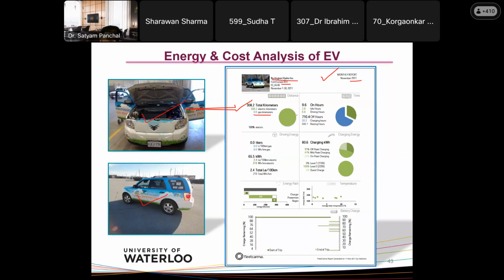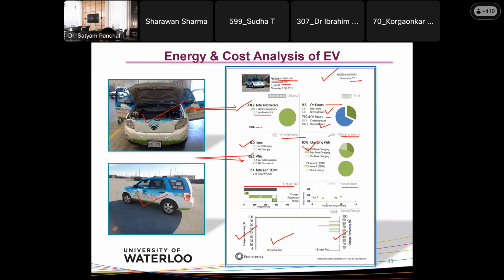Gas consumption is 0 because it's a pure electric vehicle. On hours 9.6, off hours 710, so idle hour and driving hour, charging hour and resting hour. Here you can see charging and resting. Driving energy was also collected: 0 liter because it's a pure electric vehicle, then 65.5 kilowatt hour, then charging kilowatt hour. So driving as well as charging energy, energy path and temperature were recorded, with corresponding start of trip and end of trip and the charge remaining provided over here. This type of monthly report was generated, and we published it in a Transport Canada report also, in the government sector.